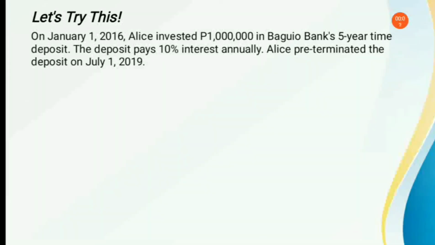So, si Alice daw nag-invest ng 1 million pesos para sa isang 5-year time deposit. So, 5-year time deposit. So, this is a long-term deposit, di ba? Kasi yung maturity ng long-term deposit is 5 years and above. So, pasok to. So, long-term deposit to. So, supposedly, exempted to sa final tax. Kaya nga lang, si Alice nagbago yung isip niya.